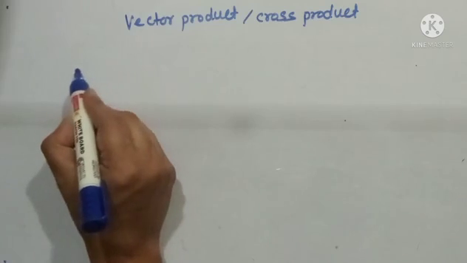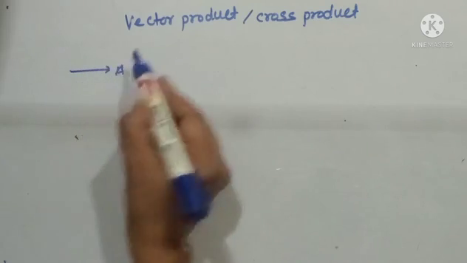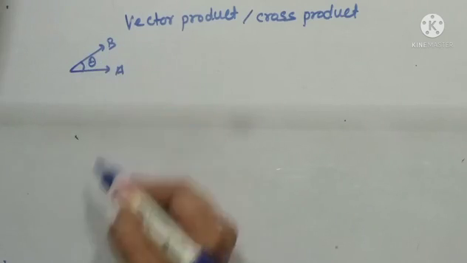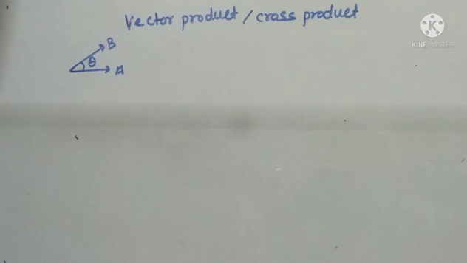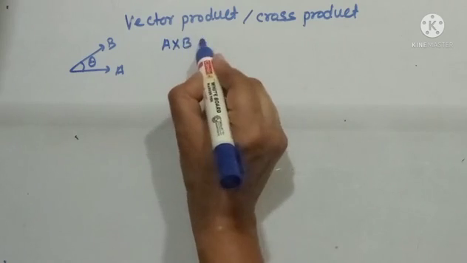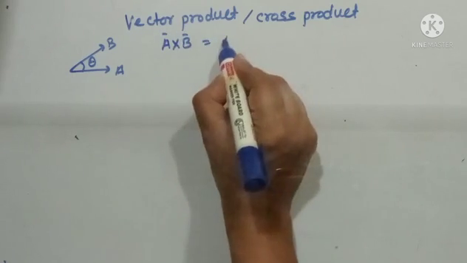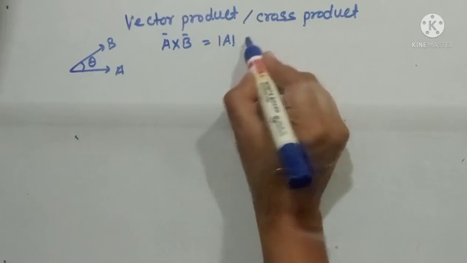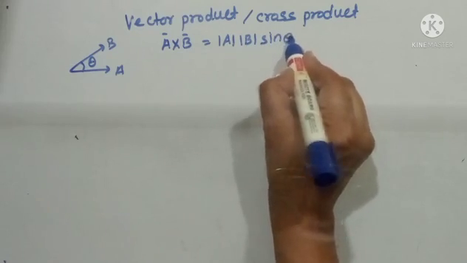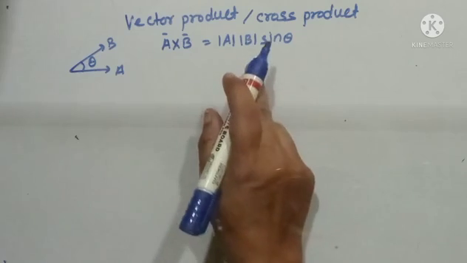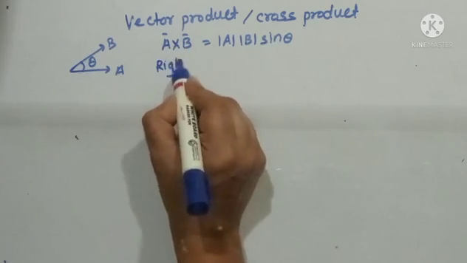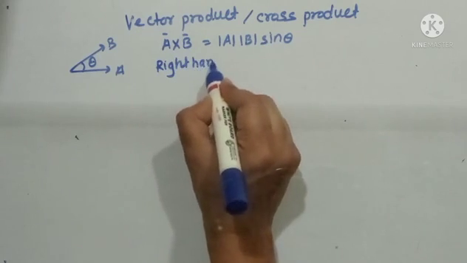Now, if I have the same two vectors, say vector A and vector B, making an angle theta with each other, then the vector product or the cross product, vector A cross vector B, can be given by the product of their magnitudes and the sine of the angle between them. The direction of the resultant vector is given by the right hand rule.